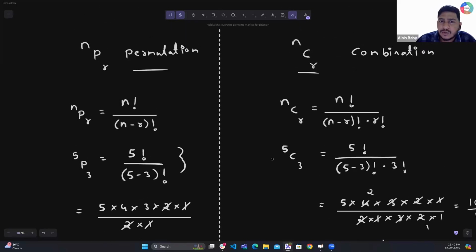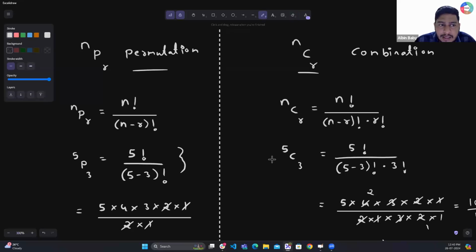That is, these two formulas are really important. NPR equals n factorial by n minus r factorial. NCR equals n factorial by n minus r factorial into r factorial.